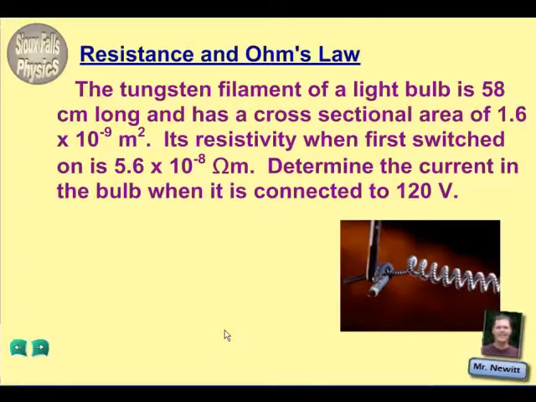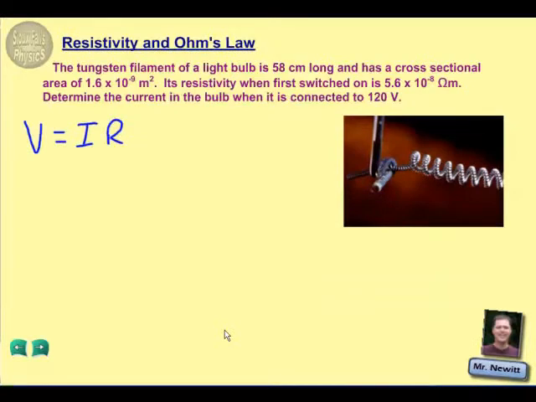Alright, here's a problem on resistance and Ohm's law. So we have a tungsten filament of a light bulb that is 58 centimeters long. It has a cross-sectional area that's given and a resistivity that is given when the light bulb is first switched on. It says for us to determine the current in the bulb when it's connected to 120 volts. So in order to find that current, we're going to be using Ohm's law, which is the voltage is the current times the resistance. We know our voltage is 120 volts, but we do not know the current, which we're trying to find, and we also do not know the resistance.